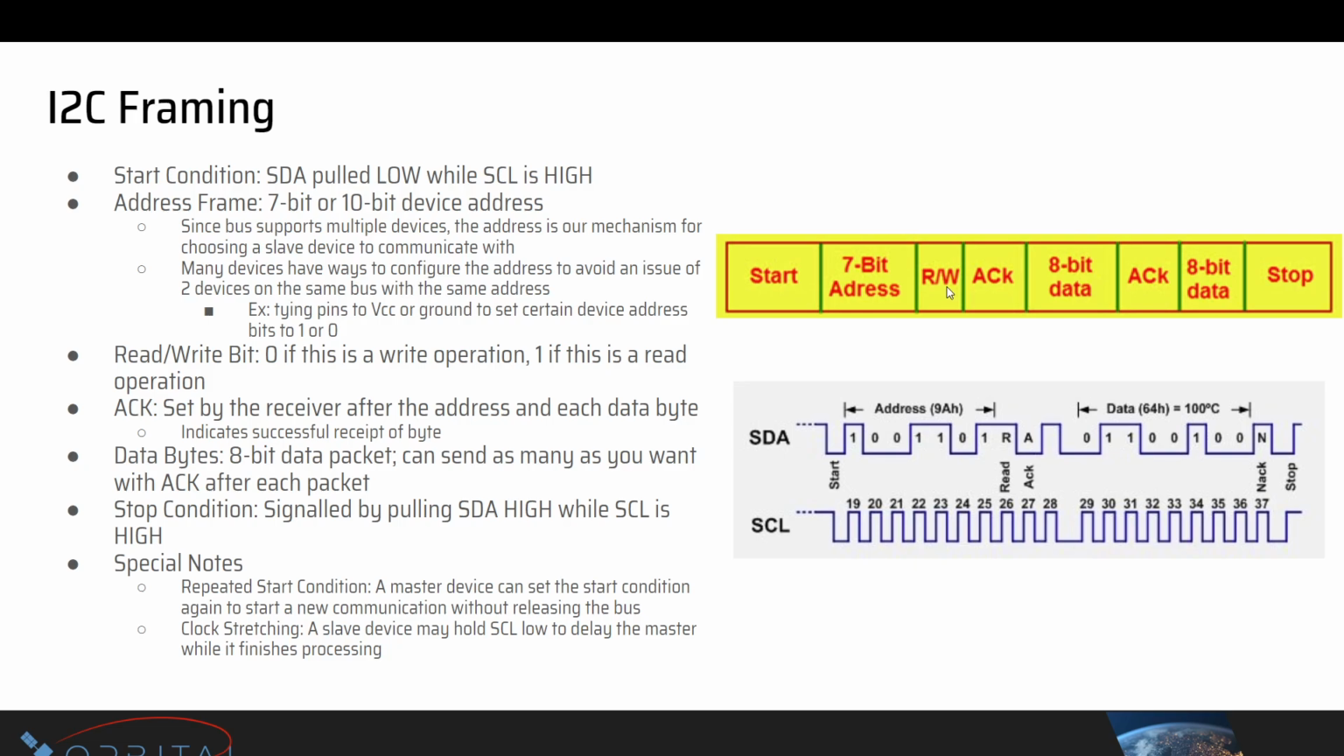So after the address and the read write, the receiver whose address it was would set this acknowledge bit. Remember how I mentioned the data line is half duplex? Both devices are able to drive this line. So from the start and 7-bit address to the read write, this would all be set by the master, and now it would release control of the bus for the slave to set this acknowledge bit.